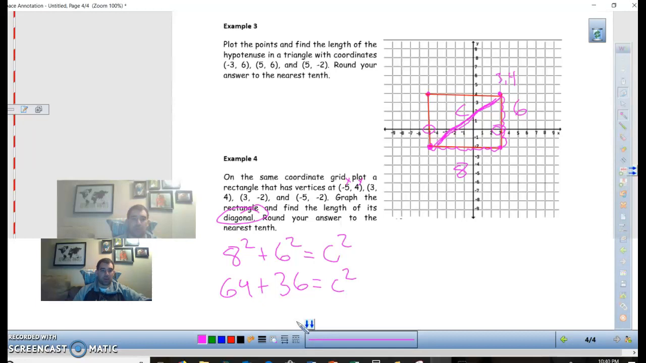There's lots of practice problems on here to practice with the answers. There's also an assignment that goes along with this lesson. I hope you learned something today. I hope that you can now find the distance of 2 points on a graph using the Pythagorean theorem.